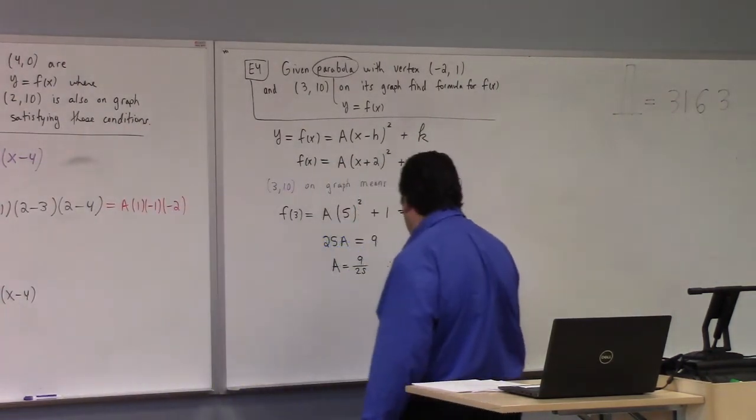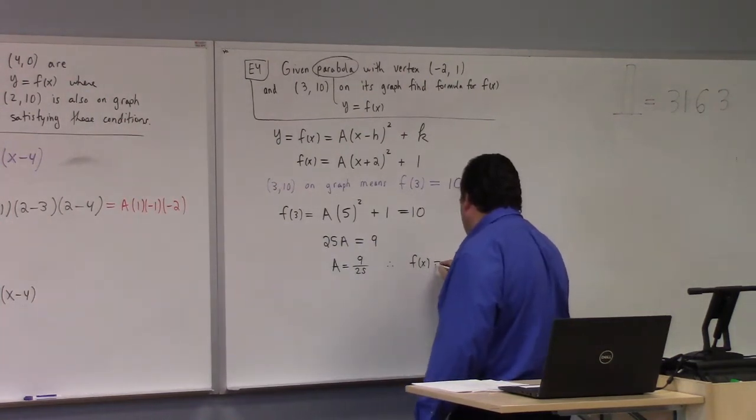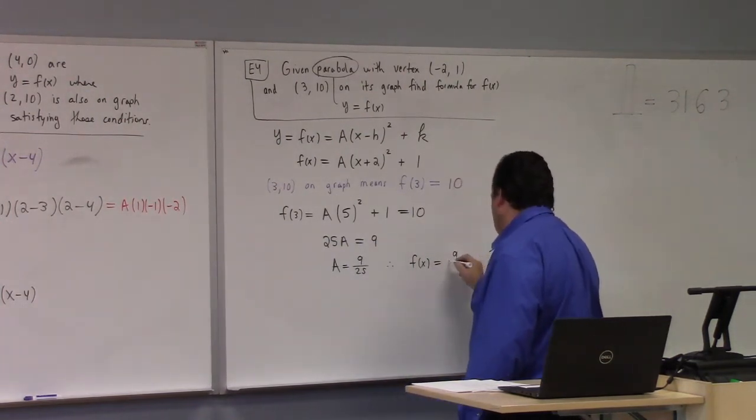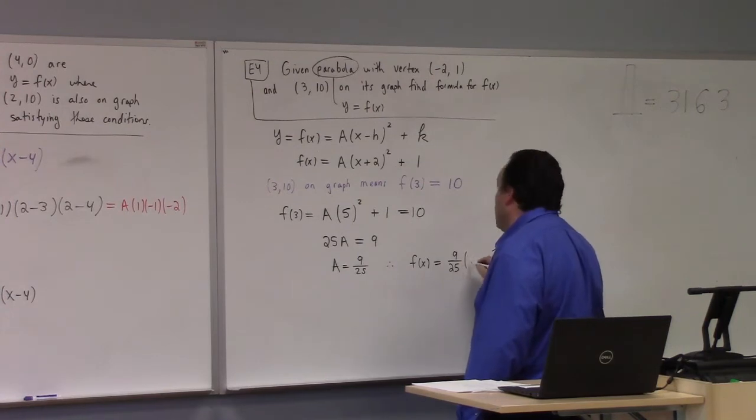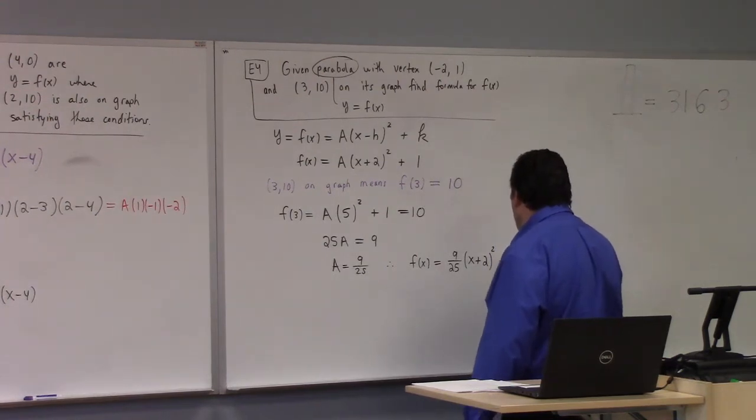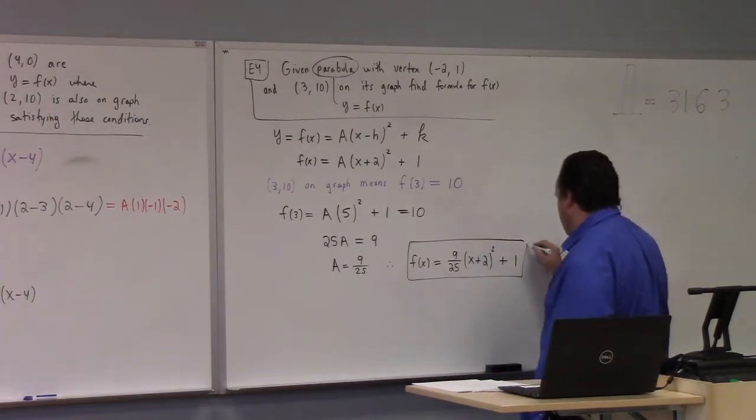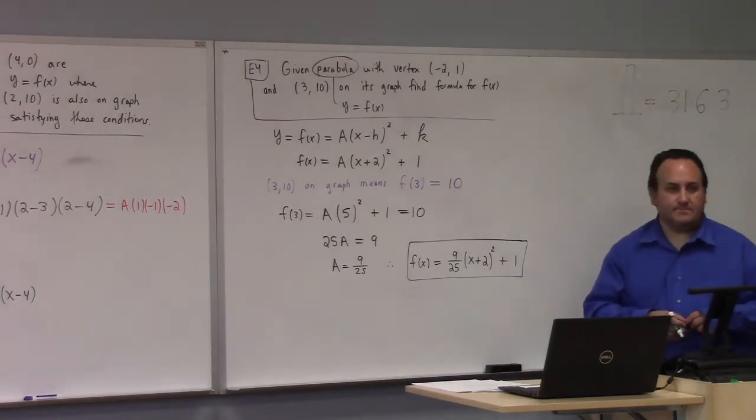So therefore, f of x is equal to 9/25 times (x plus 2) quantity squared plus 1. And there you go. That is a formula for f of x.